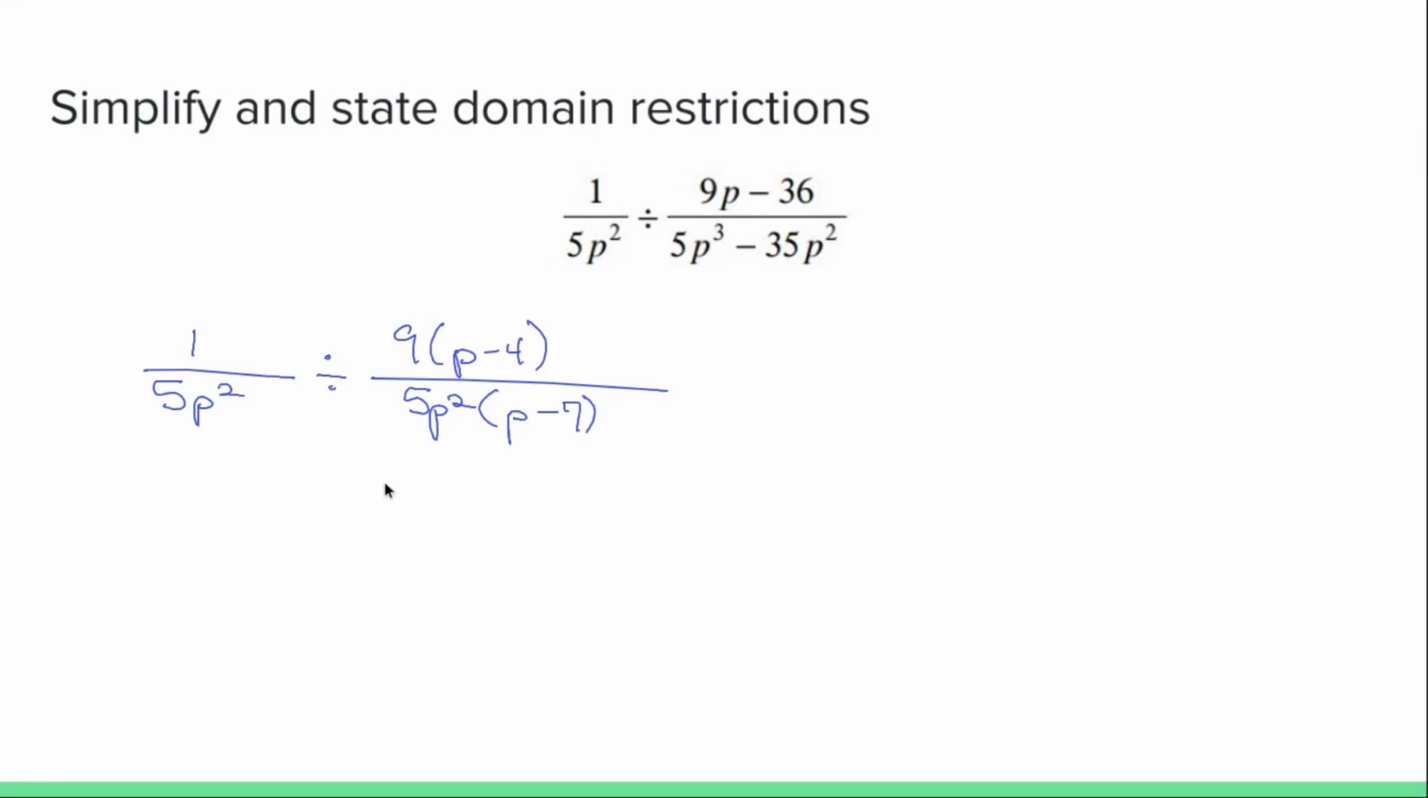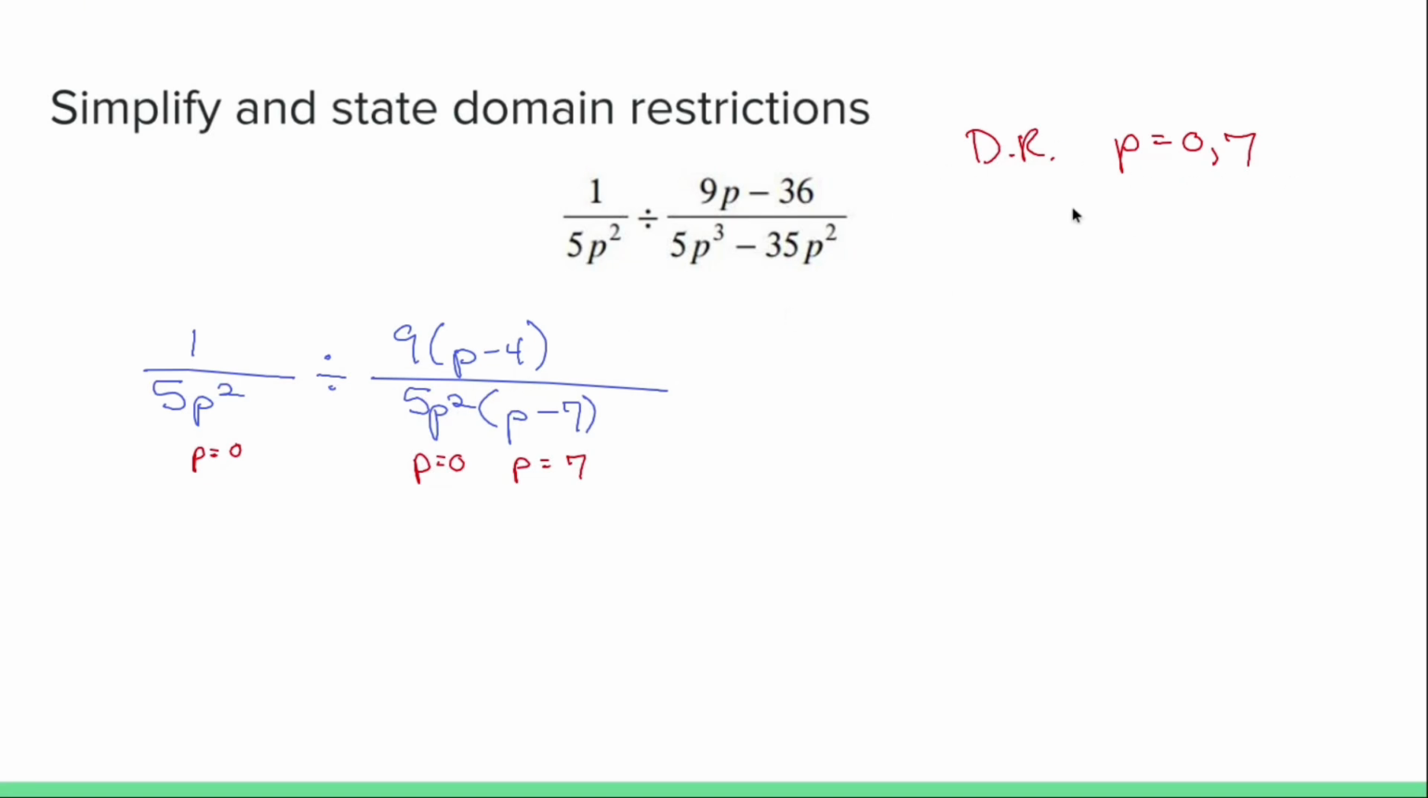All right. Now that I have that, my domain restrictions are going to be any number that makes the denominator equal to 0. So I am not allowed to plug in 0 for this 5p squared because that'll make that equal to 0. Same thing with you. So p equals 0 makes that bottom become 0. Similarly, if I set this factor 5p squared equal to 0, I would get p equals 0 again. p equals 7 is going to be my domain restriction here because that makes that factor equal to 0. So my domain restrictions so far are p equals 0 and 7.